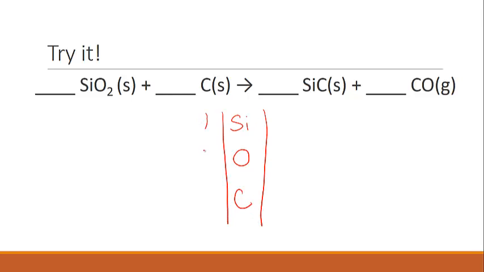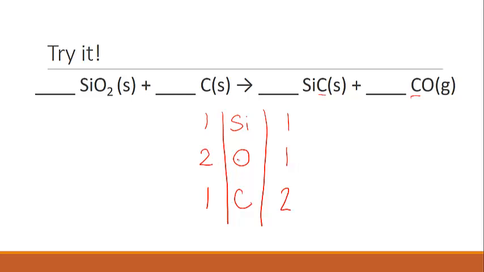I have 1 silicon, 2 oxygen, and 1 carbon on the left side. I have 1 silicon and 2 carbons on the right. So this is an example where we have carbon existing in 2 different products, and that is very common, and 1 oxygen. So I have a balanced silicon, and my oxygens and my carbons are not balanced. I'm just going to take it one element at a time.